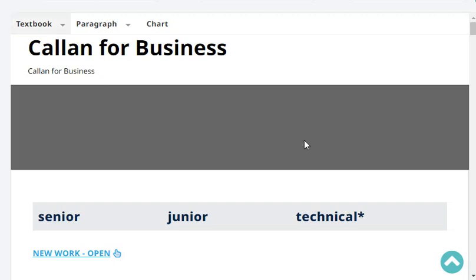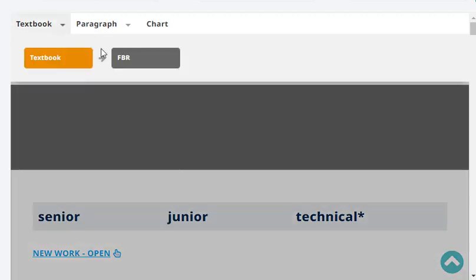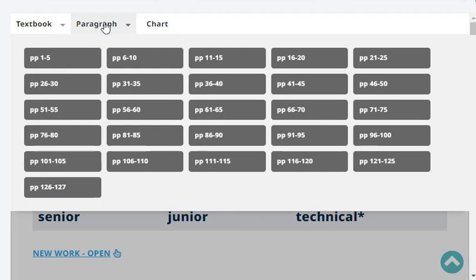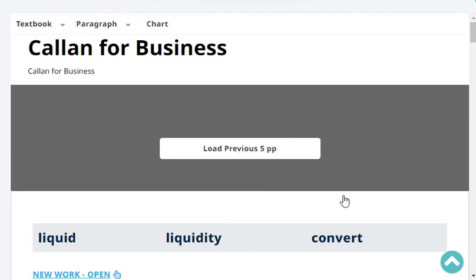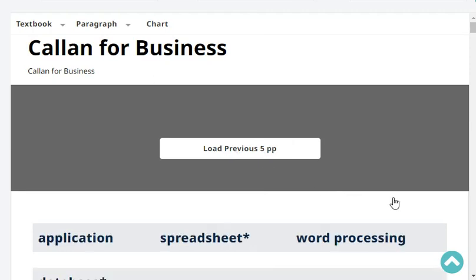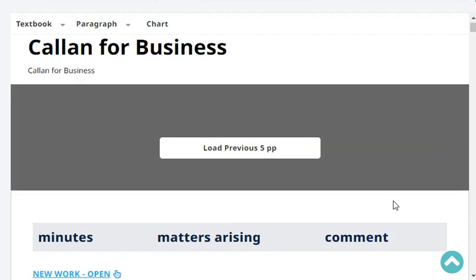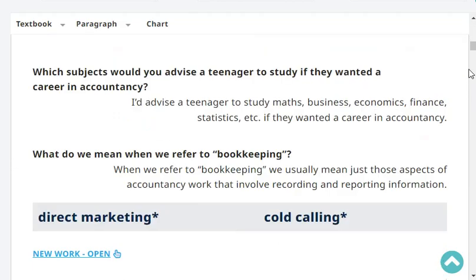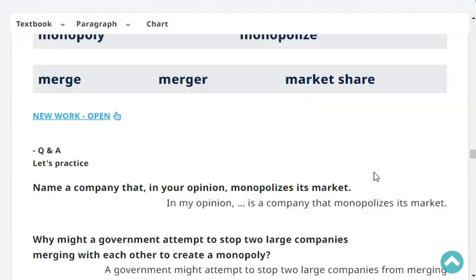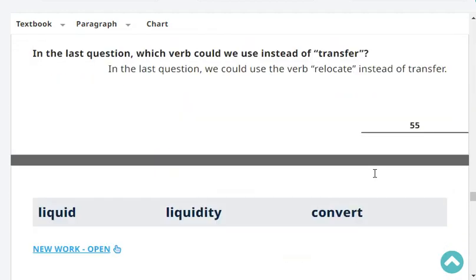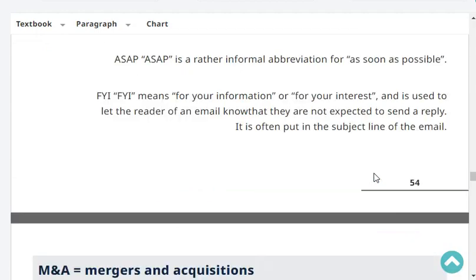We are at Callan for Business, and we are at page 57. Let me scroll down. Our last headword was writing a cover letter, numeric type of lesson. Okay, let's start with revision. Let me scroll down. Here we go. First question.